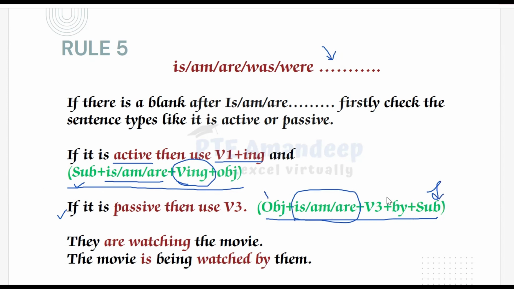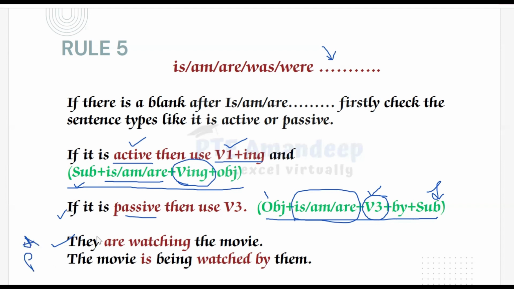Okay, so here what will come? Verb third form. Again, is, am, are in passive, it will be verb third form. Is, am, are in active, it will be verb's first form plus ing. So ing always comes with the first form. For example, it is an active tense and this one is a passive tense.